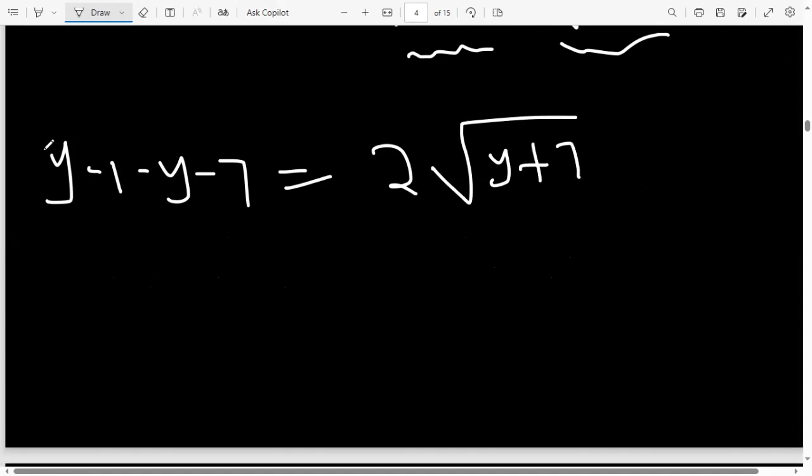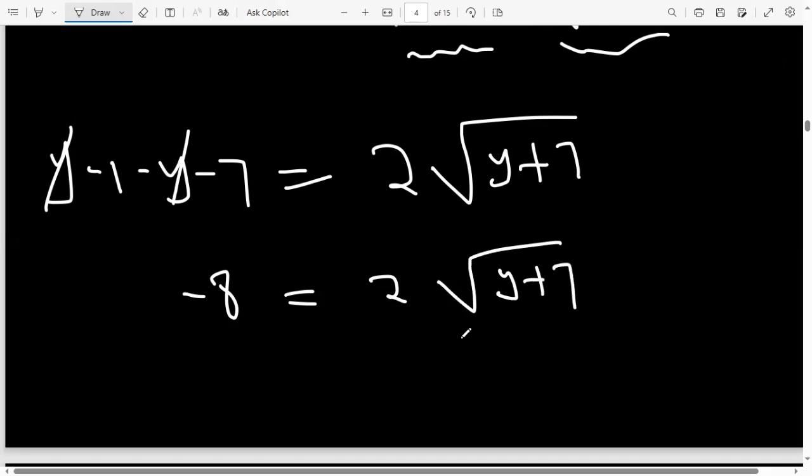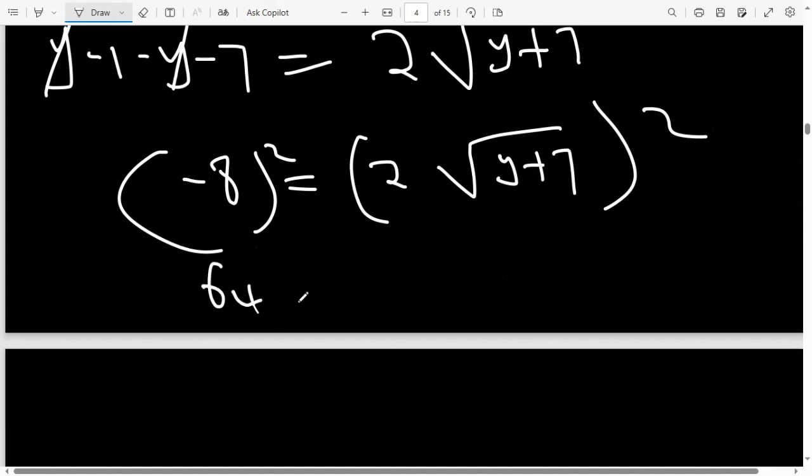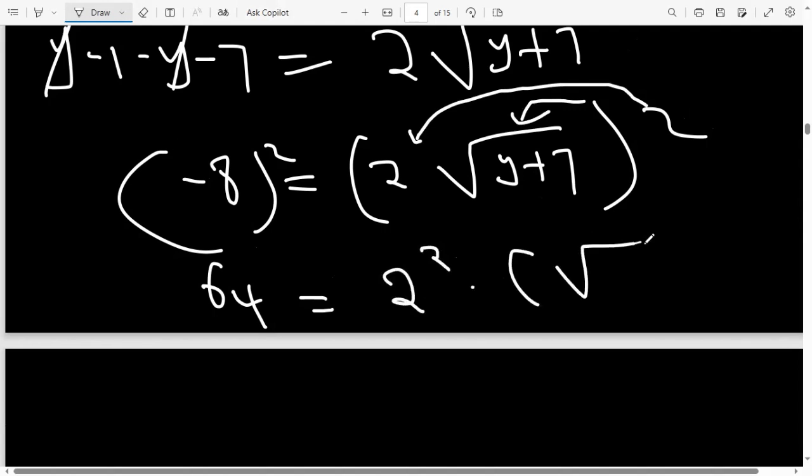Okay, and then from here we see that this y cancels out this y. So it's like we have minus 8 is equal to 2 root of y plus 7. Okay, so what do we do here? We square again. We square this side and we square that side. So when you square 8, you're going to get 64 is equal to, this square here distributes to the 2 and to the root of y plus 7. So it will be 2 squared multiplied by the root of y plus 7 squared.